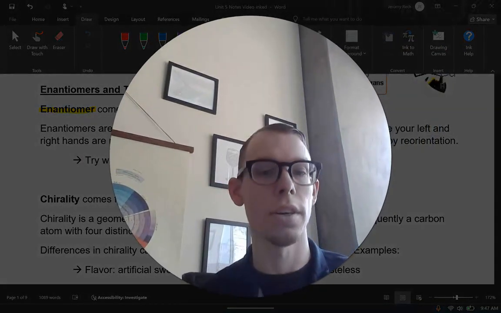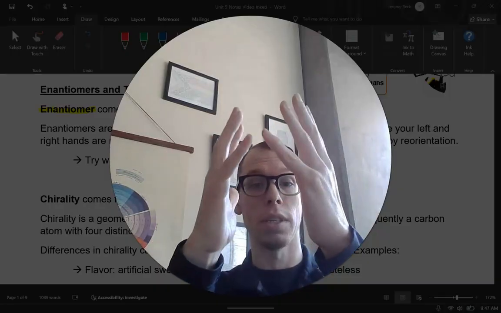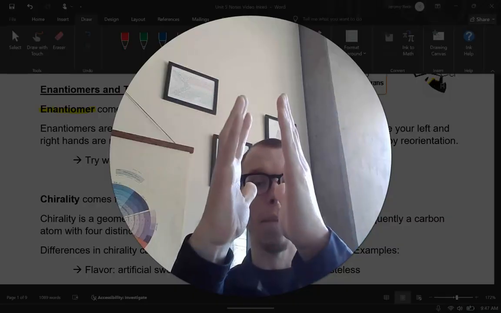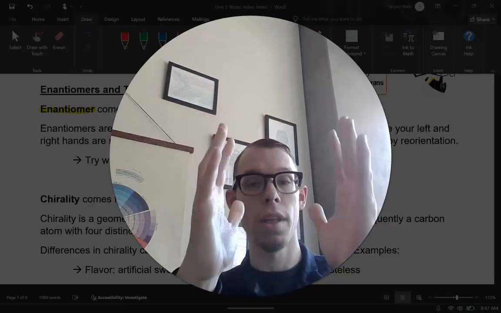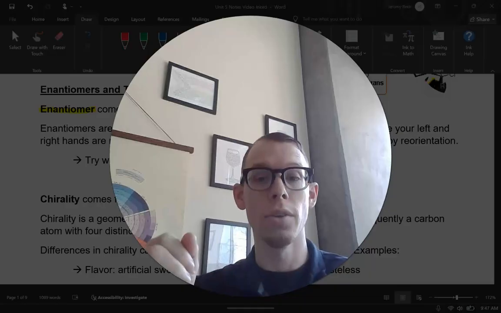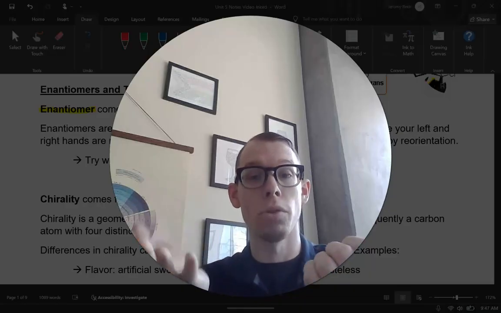So if I think of my two different hands, they are mirror images of each other. I have my pinkies on the same side, my thumbs are on the same side, and they match, the same as if you were looking in a mirror. So they're mirror images of each other, but they're not superimposable. And the word superimposable means that you can lay them on top of each other, and they match perfectly. They're like imposable, or they match.